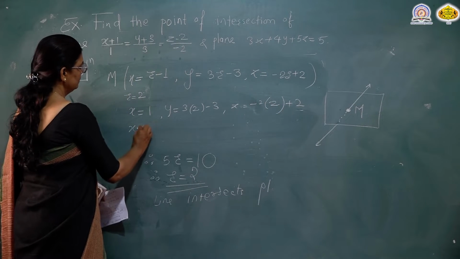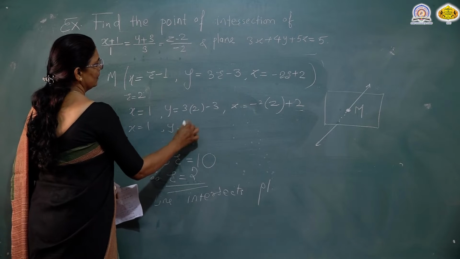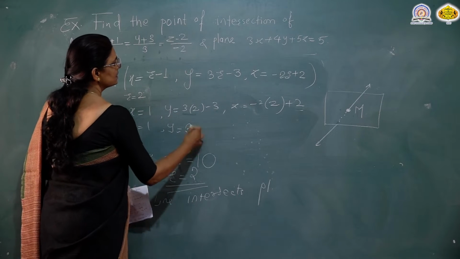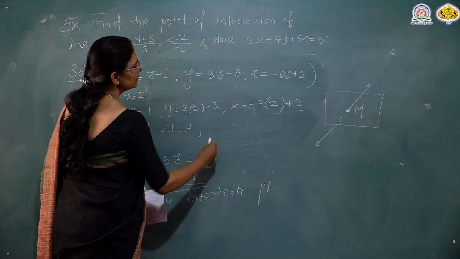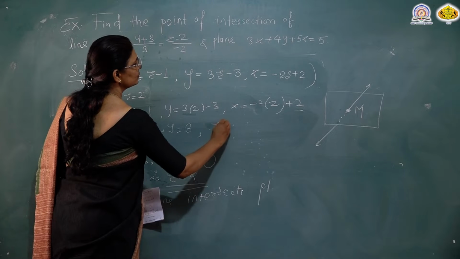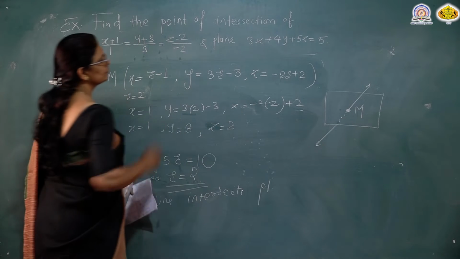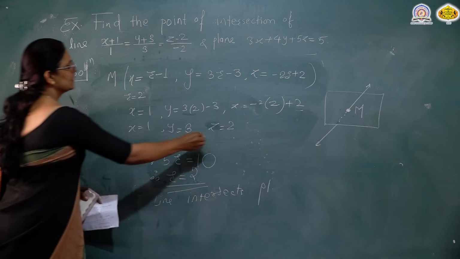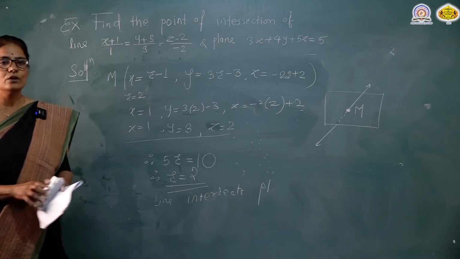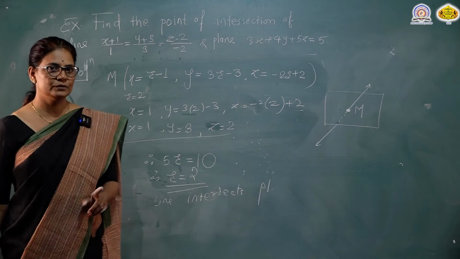So just solve here. This is 6 minus 3, which is 3. This is minus 4 plus 2, which is minus 2. So these are the coordinates of the point of intersection.